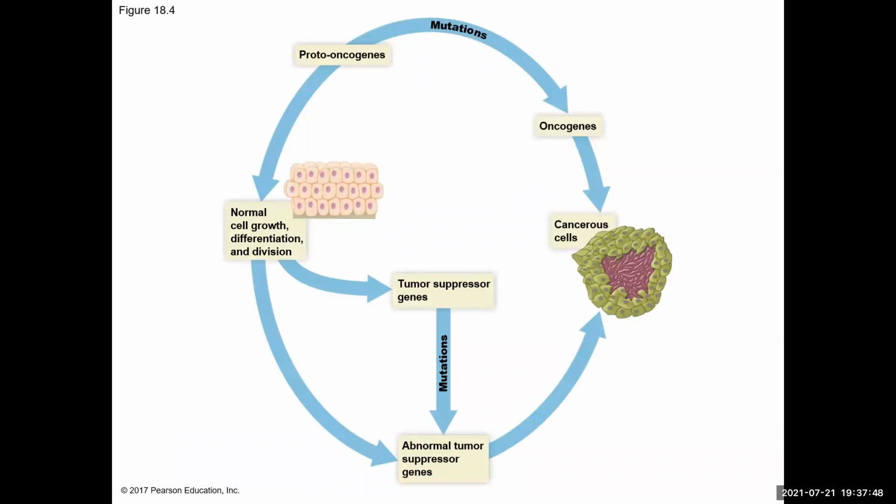So here we have a figure showing these relationships. You can get mutations in proto-oncogenes, which will lead to abnormal cell growth. So you get those oncogenes and you end up with cancerous cells. And then you can also get mutations in your tumor suppression genes that will lead to the development of cancer cells as well. Okay, so it could be a combination of any of these.